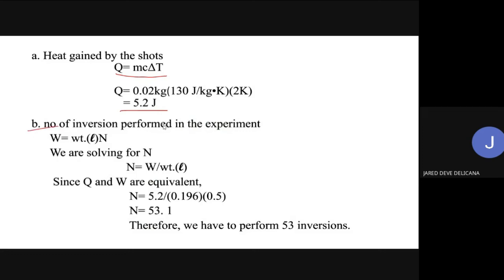B, number of inversions performed in the experiment. This is now the formula that we have to use, so we are solving for n. We play with the equation and we come up with this. And so W is just equal to this Q here. So you have 5.2 divided by 0.196 times 0.5. And we can come up with the number of inversions performed in this activity if the delta T is equal to 2 degrees Celsius in a lead metal shot, which is approximately 53 inversions.